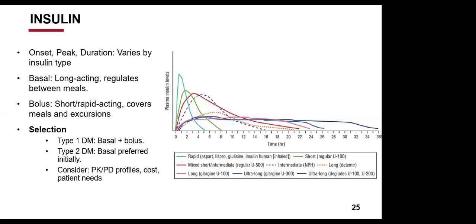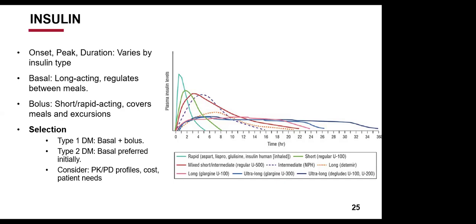For example, in diabetic acute complications, things like DKA, you probably want to choose a short-acting over a long-acting agent. And then in terms of selection, I've already hinted on this, that in type 1, we normally do basal and then bolus as well, pre or postprandial. Then in type 2, we normally do basal insulin initially before you can go on.